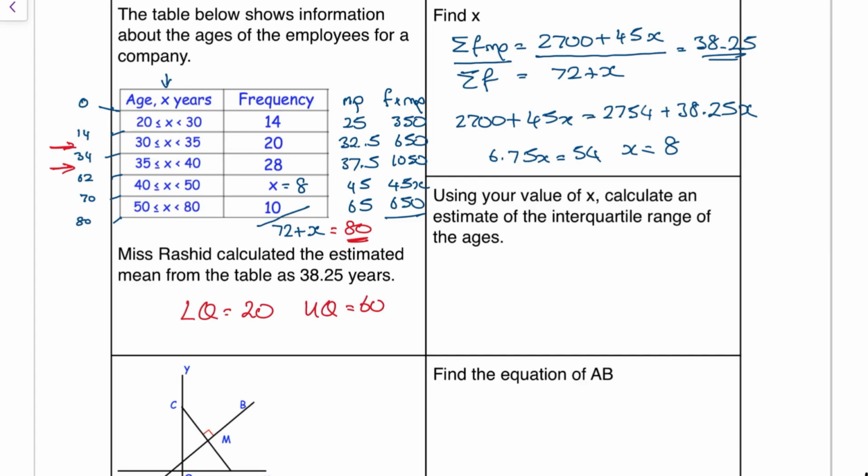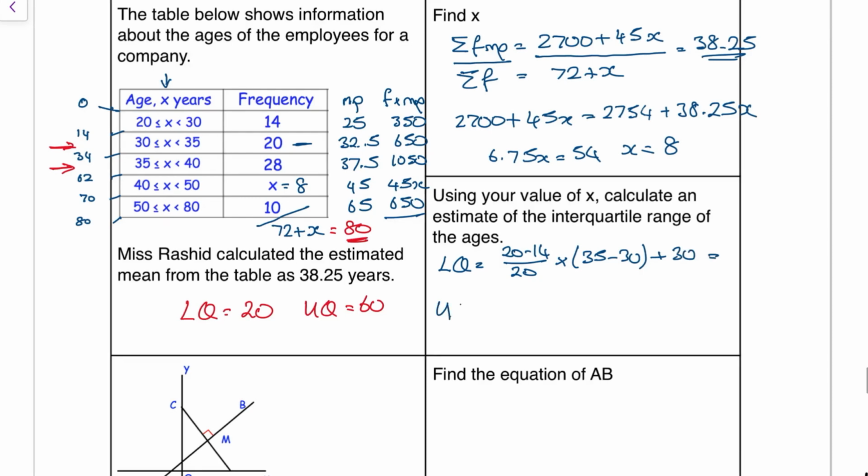Now, I don't have a lot of space here, so I'm going to try and describe this as best as I can. In order to work out the lower quartile, I need to go from the 14th to the 20th item. So I'm moving along 20 minus 14 items. There are 20 items in this group. I'm going to multiply that by the width of the group, which is 35 minus 30. And then I'm going to add on the start of the group, which is 30. That's my lower quartile. The upper quartile, similar idea.